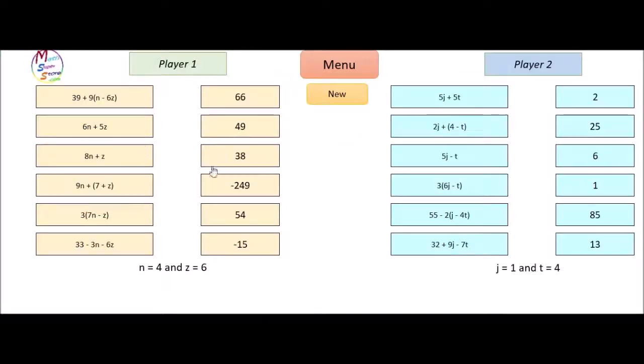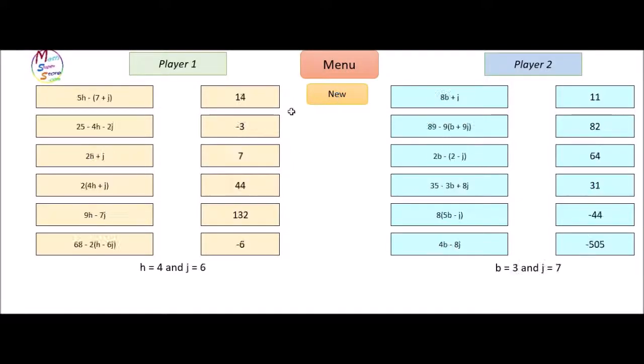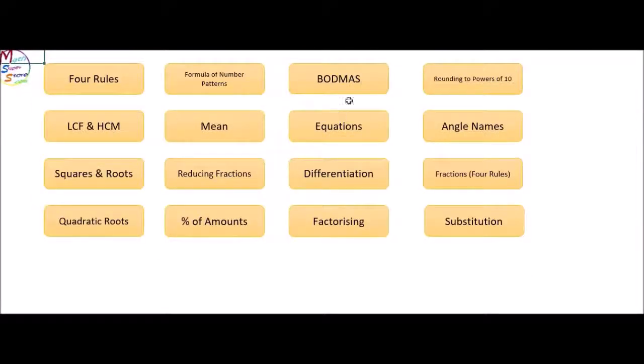Substitution will play the same game, and so the values of N and Z are down below here, and J and T are down below. And press new, and it's always a new game. They could be in any order whatsoever on both sides of the board. Select menu, and we'll go and look at some of the other ones.